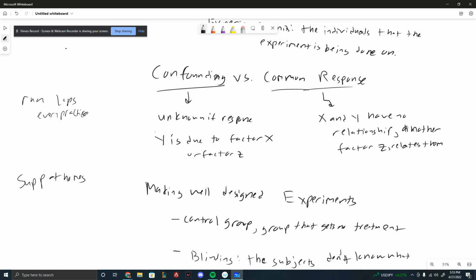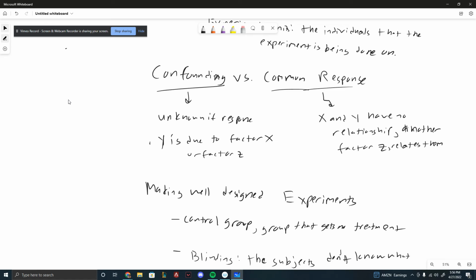And then their performance increases. But what's actually increasing it? Is it the running laps, or is it the supplements, or is it a bit of both? You won't know. So that's what confounding variables are: when you don't know what the result is due to.